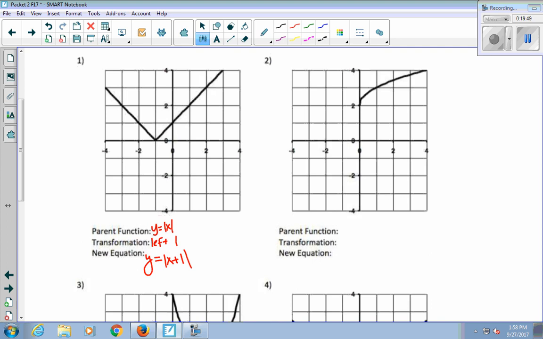Okay, the next one, the parent function here is the square root of x. It looks like I just shifted it up 2 units. So my new equation is going to be y equals square root of x plus 2.